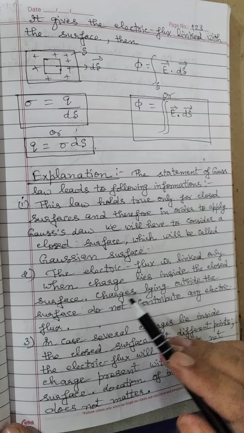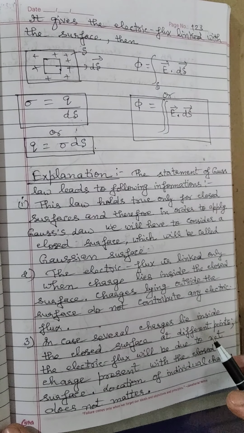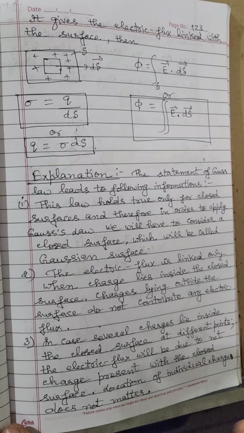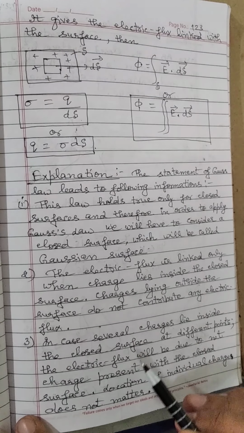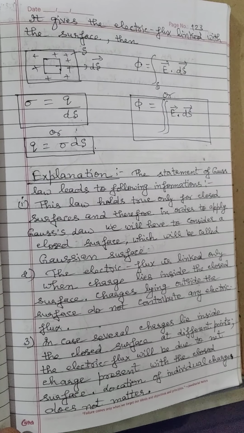Second explanation: the electric flux is linked only when the charges are lying inside the Gaussian surface, inside the closed surface. The charges lying outside the closed surface will not contribute any electric flux. Third explanation: if several charges are present inside the Gaussian surface, then we have to take the algebraic sum of all the charges. That is, sigma q is equal to q1 plus q2 plus q3 and so on.